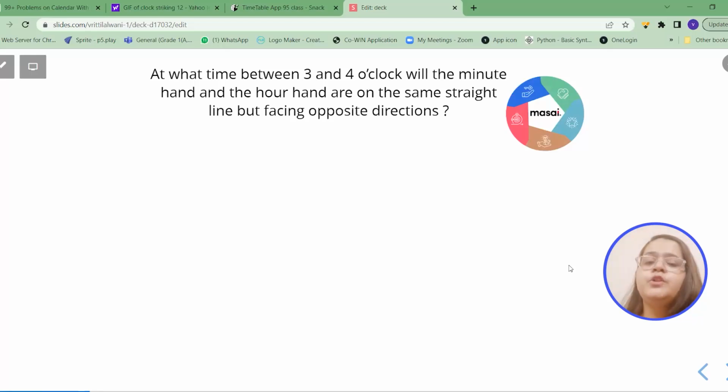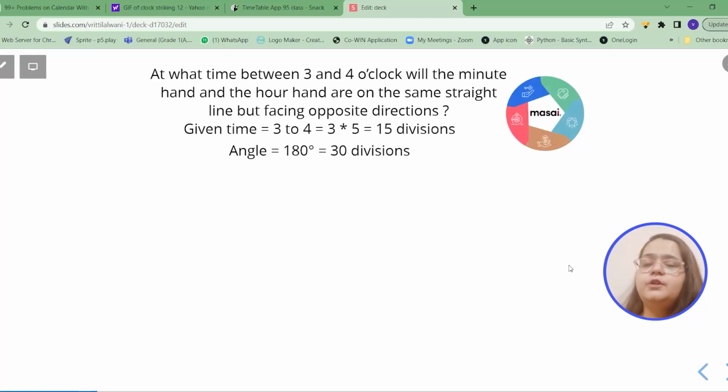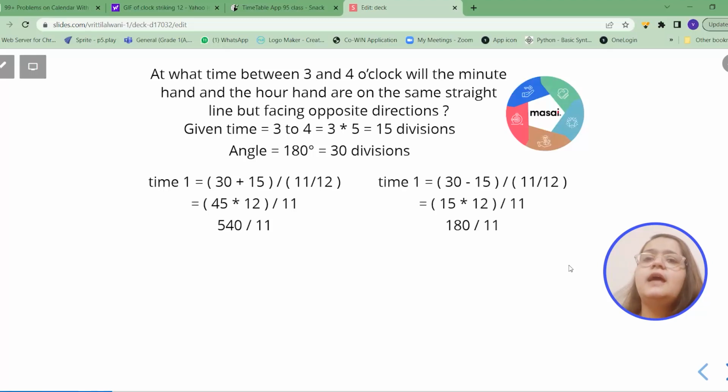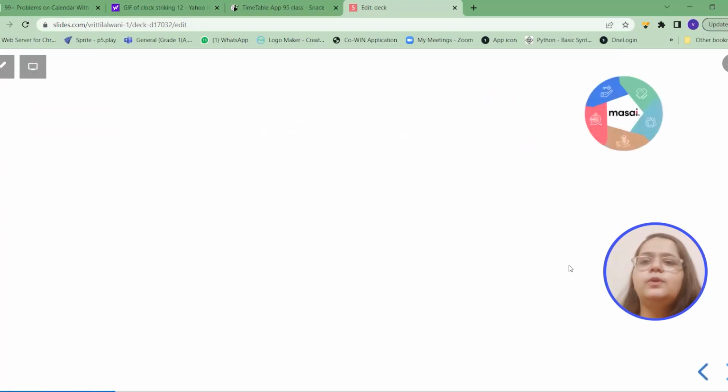So when we talk about this, you can see the angle here would be a clear simple angle of 180 degree. So we got that the time between 3 to 4, that would be 3 into 5, that is 15 divisions, and the angle would be 180 degree, that is 30 divisions. So the time 1 would be 30 plus 15, that is 45 divisions, and the time 2 would be 30 minus 15, that is 15 divisions. Again follow the traditional division method and you will get the answer.